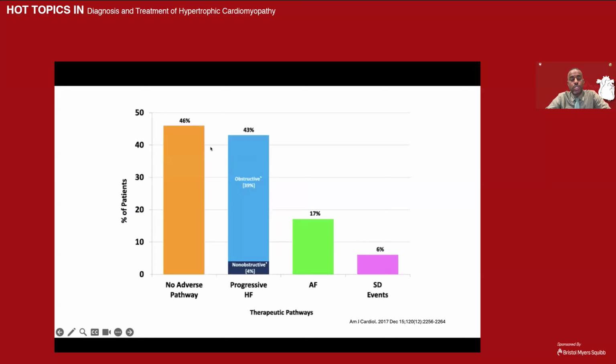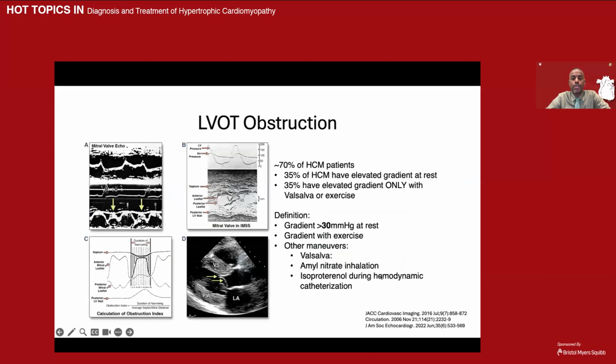This is just a big cohort showing that 46% of their patients had no symptoms whatsoever. They were just incidentally diagnosed with HCM, and they did very well over a period of 10 years. The next largest group is the obstructive group, and these can have progressive heart failure, reduction in their NYHA functional class, symptomatic dyspnea with exertion. About 17% are at risk for atrial fibrillation and its complications. And then sudden cardiac death happens in about 6% of these populations.